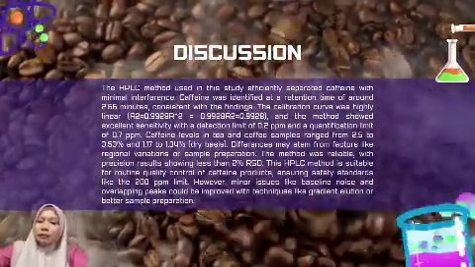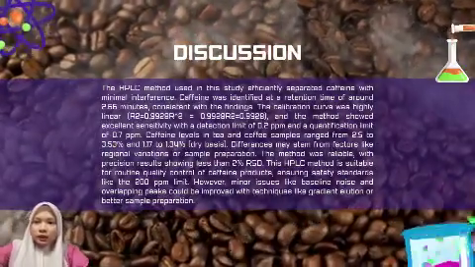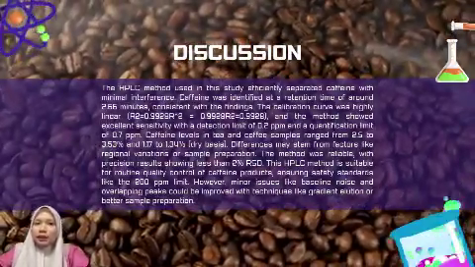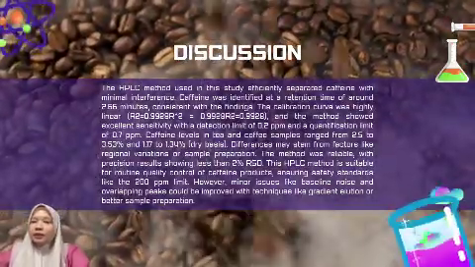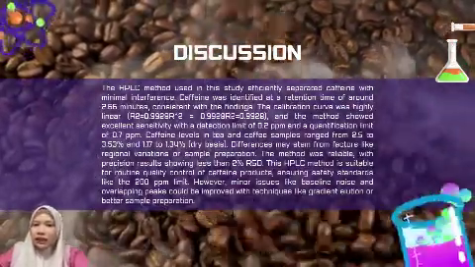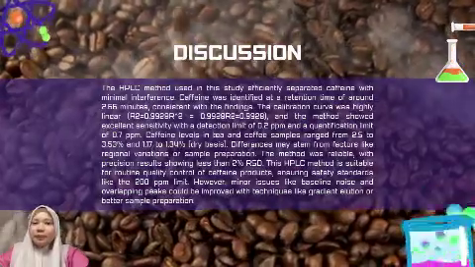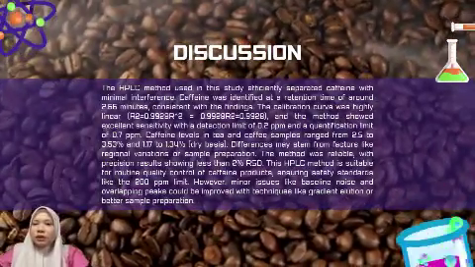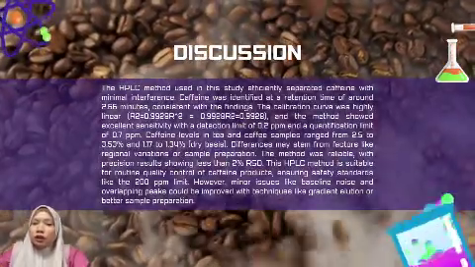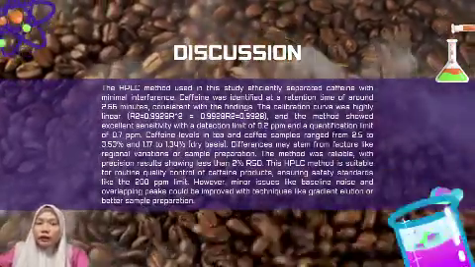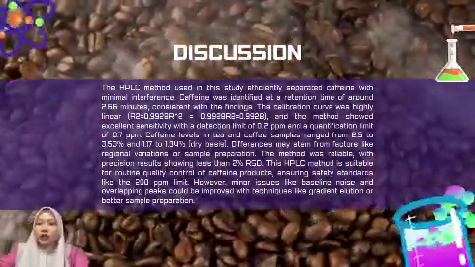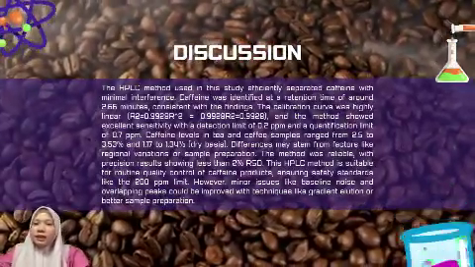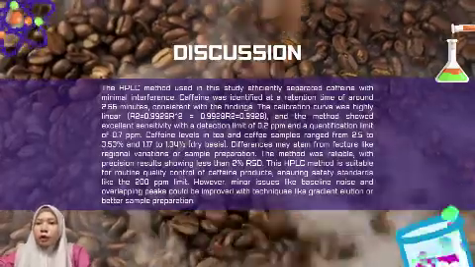Overall, the method proved to be reliable with precision results showing less than 2% relative standard deviation, which highlights its reproducibility. This makes the HPLC method ideal for routine quality control of caffeine-containing products, ensuring that they meet safety standards such as keeping caffeine level below 200 ppm.